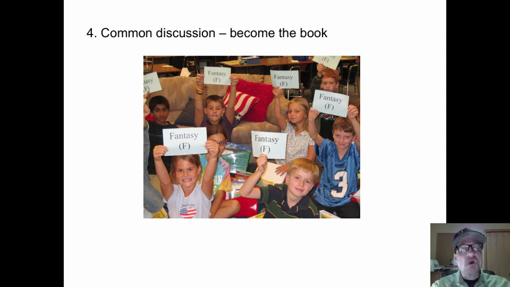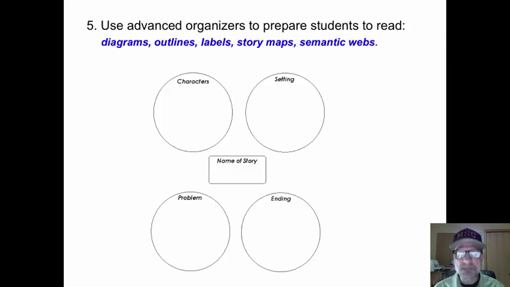The joy of doing a whole class book is that the class becomes the book. You have a common classroom discussion based around one book. And you can have science and social studies and writing and reading activities all based on that book. It becomes a form of thematic instruction. Sometimes we use the word a literature focus unit.